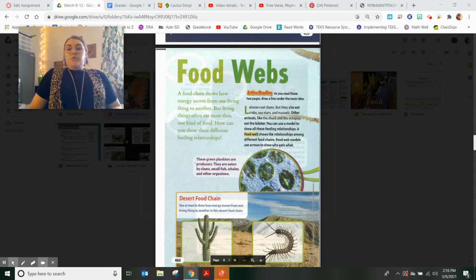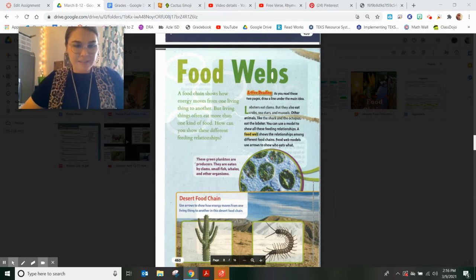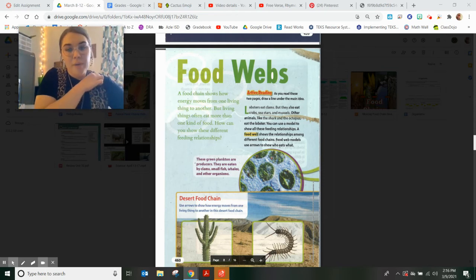So first, we're going to read a few pages of our science book, which you're like, what? We have science books? Yes, we do. We use them sometimes. And we are going to go over a couple pages today. So let's talk about food webs.